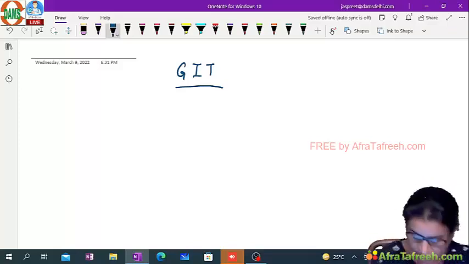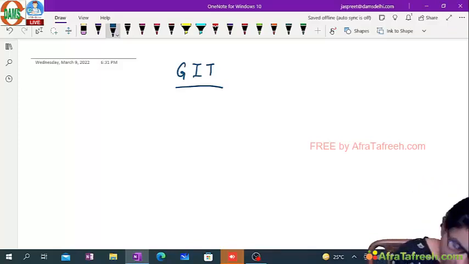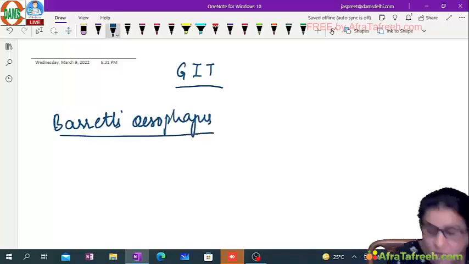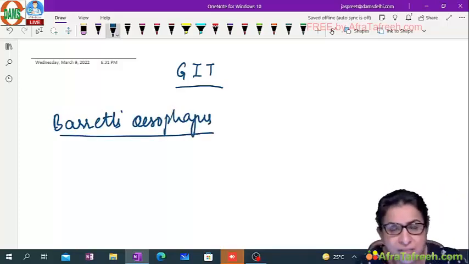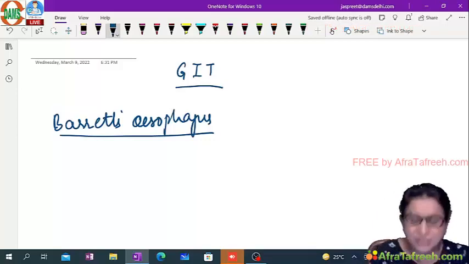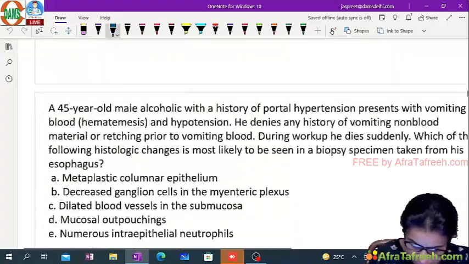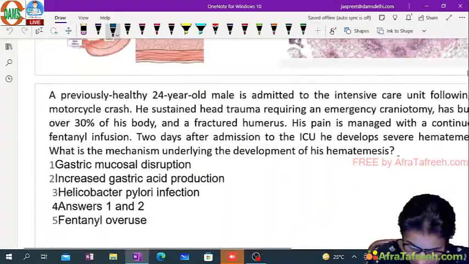So let us come to Barrett's esophagus. I already showed you the histology of esophagus last time. What is Barrett's esophagus now? Let us look at the histology once more.